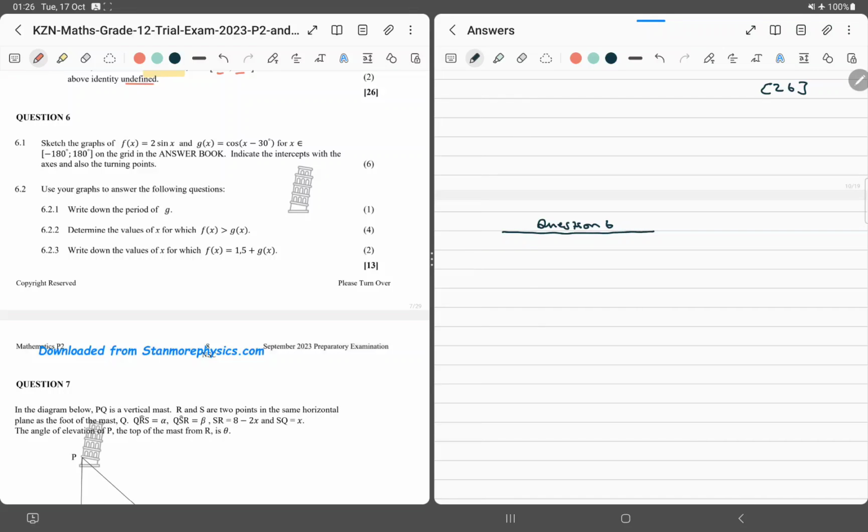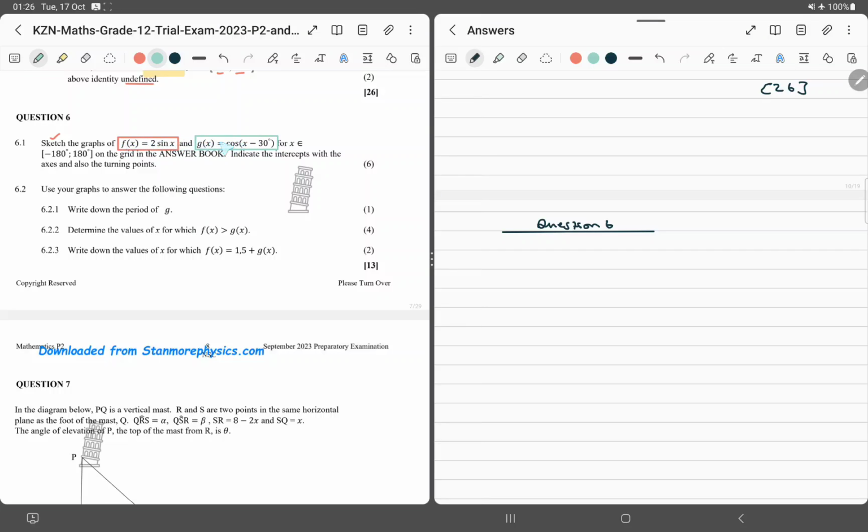Now let's go to question 6, which is functions. Question 6 is the functions. Now, I told you, sketch the graphs of f(x) equals 2 sine x and g(x) equals cos of (x minus 30 degrees).